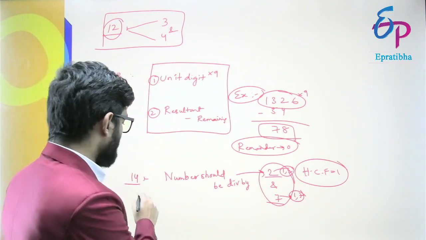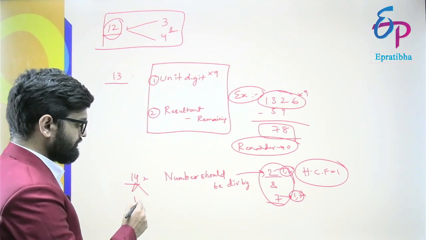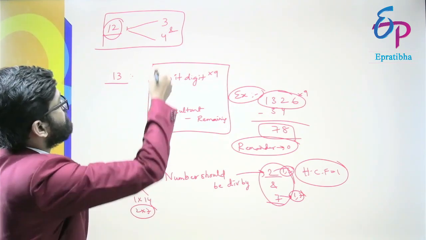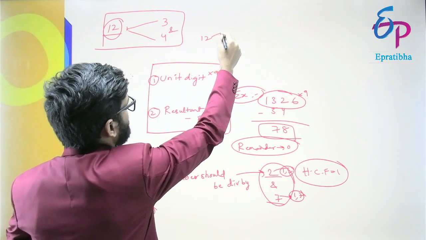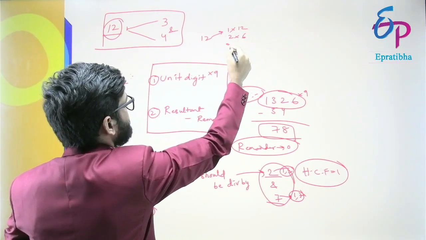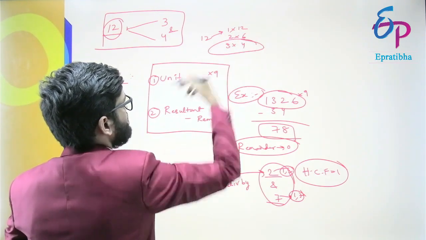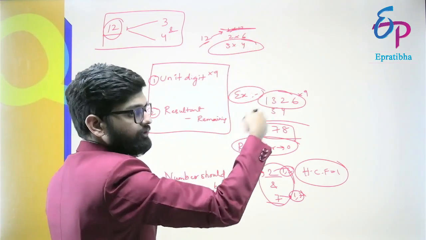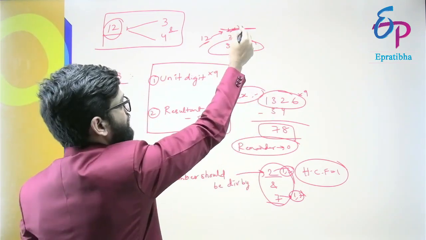So just divide. 14 can be written as 1 into 14 and 2 into 7. So you just take these numbers. Here also you can write 12 as so many numbers, right? 1 into 12, 2 into 6, 3 into 4. Why am I taking only these numbers? Anyway, you have to forget this one. We have to check for 12, right? You have to take further numbers, not 12.